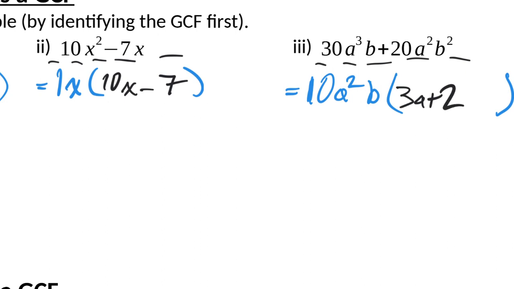Now let's take a look at those a's. I got a squared divided by a squared. Do we have any a squareds in the final one? No. What about the b squared divided by b? So there's only one b left.